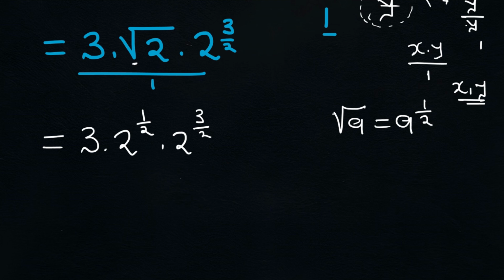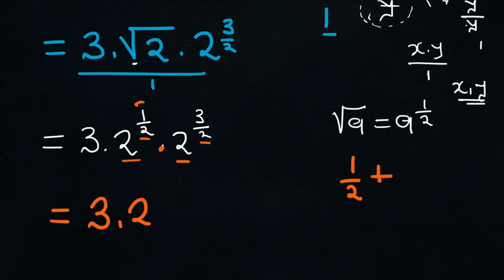And as you can see from our expression, we have got a base of 2 and a base of 2. And according to the laws of exponents, if we are multiplying the same bases, we add their exponents. So we are going to add this exponent with this exponent and then keep the same base. So our expression is going to be 3 multiplied by 2, and then we add 1 over 2, which is this one, and then plus this 3 over 2.